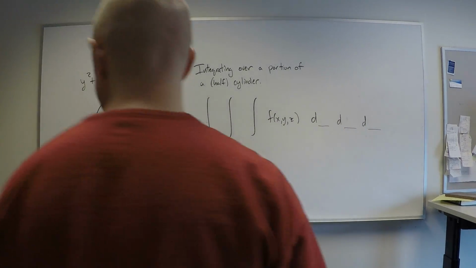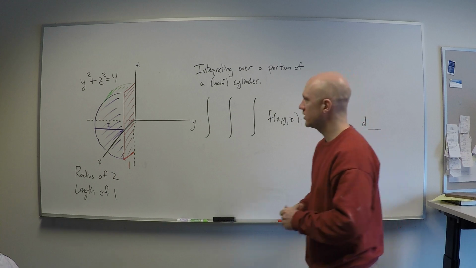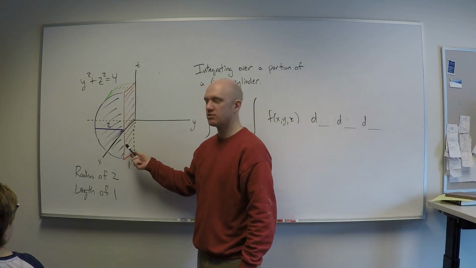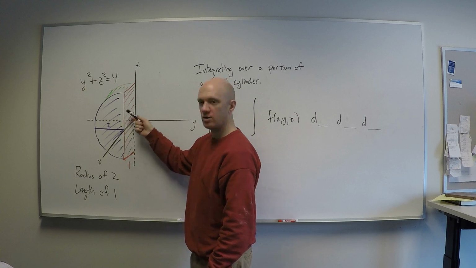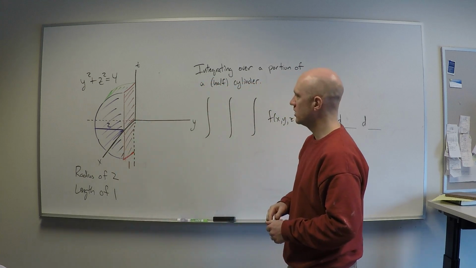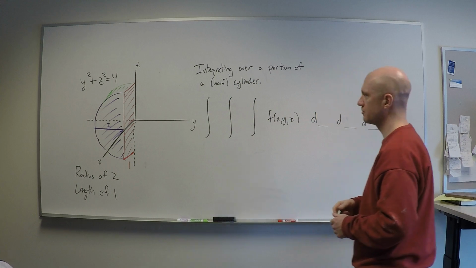All right, we're recording. So I'm going to do this example, which is on the web work, and you may have a slightly different example. The cylinder might be sitting upright or something like that. But what we're going to do is separate the bounds of integration in order to integrate over this half a cylinder.